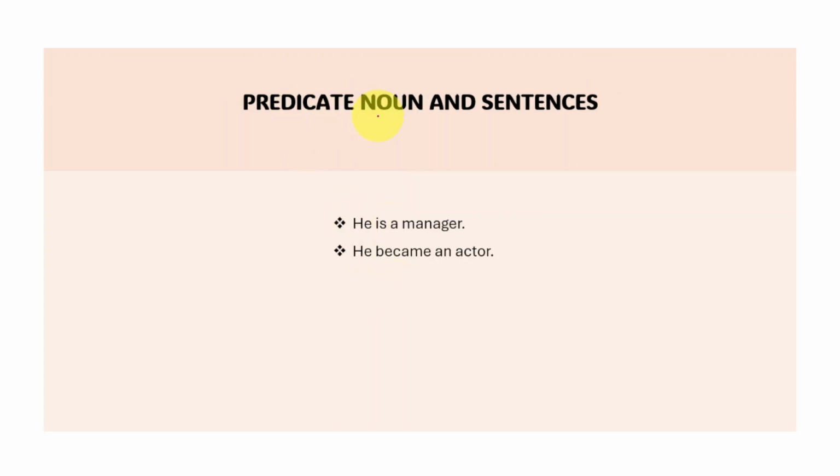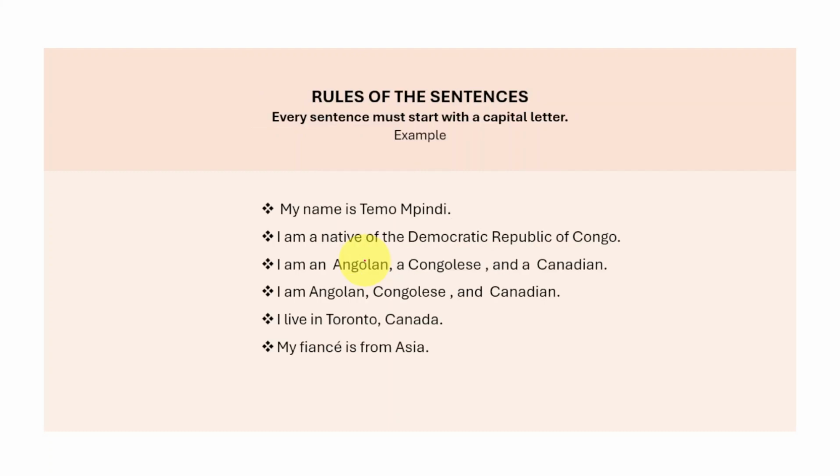Now, the predicate noun. He is a manager. He's a manager. He became an actor. So in this case, we're dealing with the noun, the predicate noun. Here, he is a pronoun. Again, the pronoun. In case you don't get it, it's okay. I just want to make sure you understand.